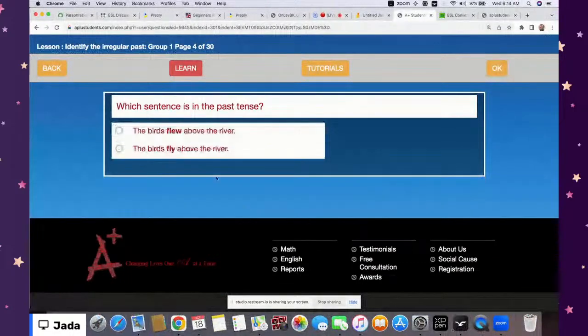Now the birds flew above the river, the birds fly above the river. So we're trying to find the past tense. So I wrote this already before too. It's going to be flew because it's in the irregular tense. So we have flew.